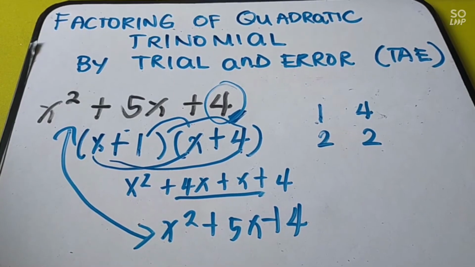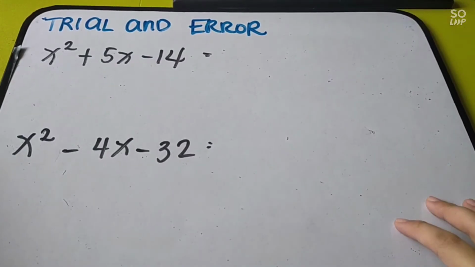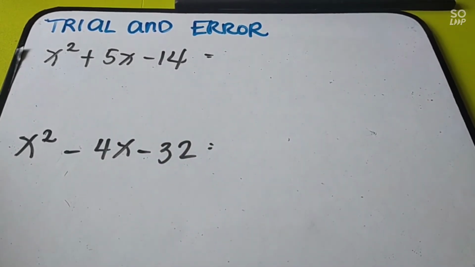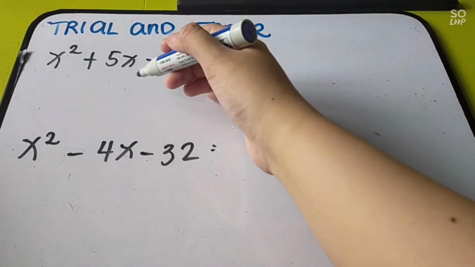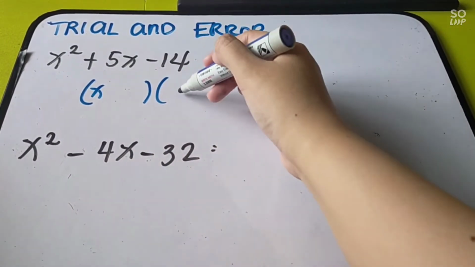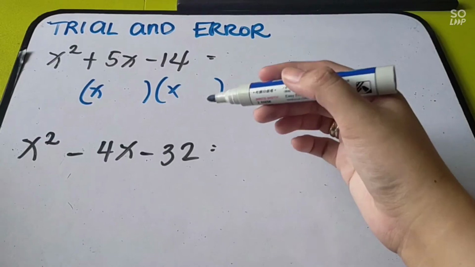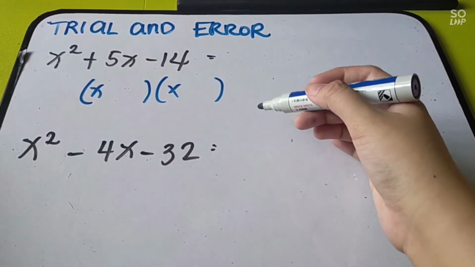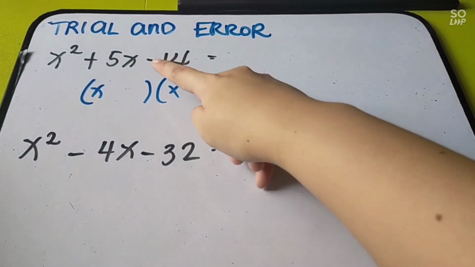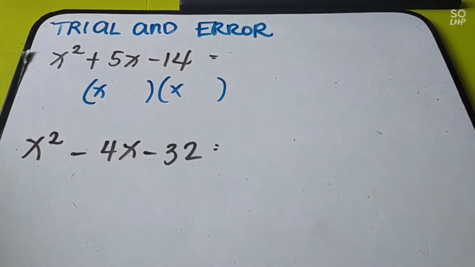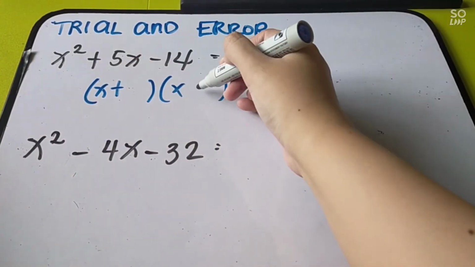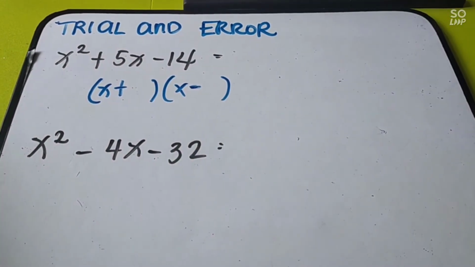Let's have more examples. Next example, we have x squared plus 5x minus 14. Let us try using trial and error. We have here x and x. Yun ang mga factors ni x squared. We have x and x. Next tayo, let us have the factors of 14. As you can see, class, yung kanyang sign dito ay negative. Therefore, ang sign natin dapat dito ay isang positive at saka isang negative. So, yun lang yung clue doon.